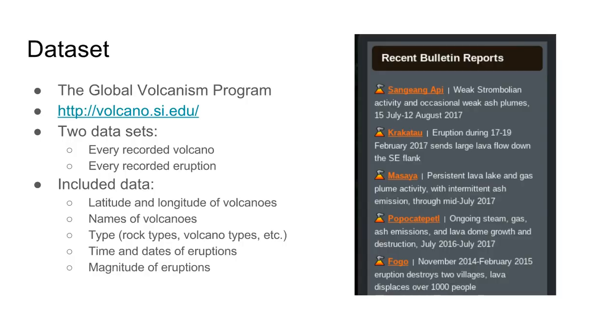There's two data sets. One has every recorded volcano and one has every recorded eruption, and this goes back thousands of years. So combined, you have data about latitude and longitude of volcanoes, names of volcanoes, magnitude of eruptions, nearby population. And this is a very up-to-date data set that is regularly being updated.